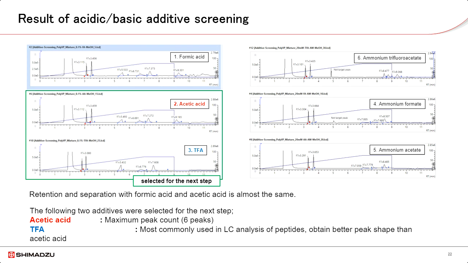Results of the acidic and basic additive screening showed a preference for acidic additives, with acetic acid and TFA showing nearly equivalent performance. Therefore, for the next investigation, both additives would be examined for the purposes of optimization, given that acetic acid would be a desirable choice versus TFA for the utility of using the system for multiple applications.